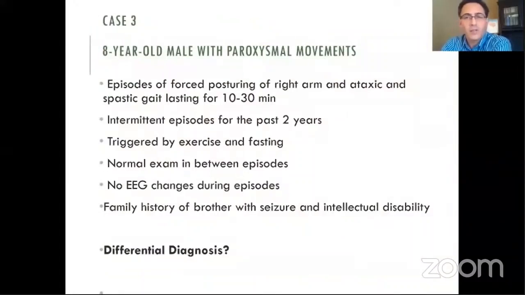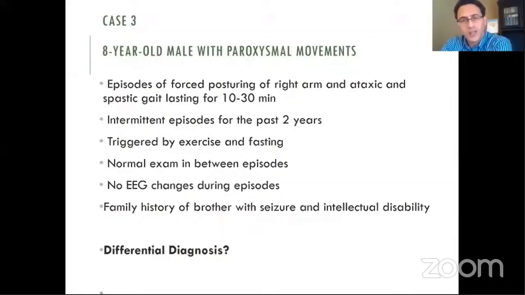8-year-old male with paroxysmal movements. This patient has episodes of forced posturing of the right arm, along with ataxic and spastic gait, that last for 10 to 30 minutes. Episodes are intermittent and have been present for the past 2 years.